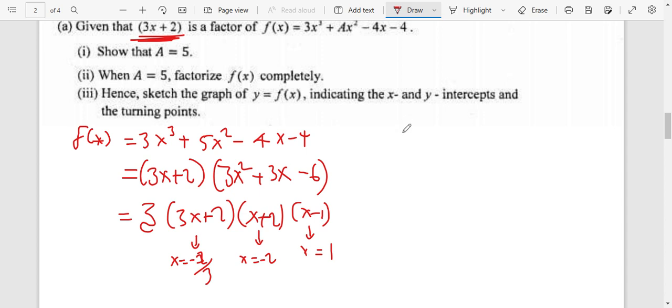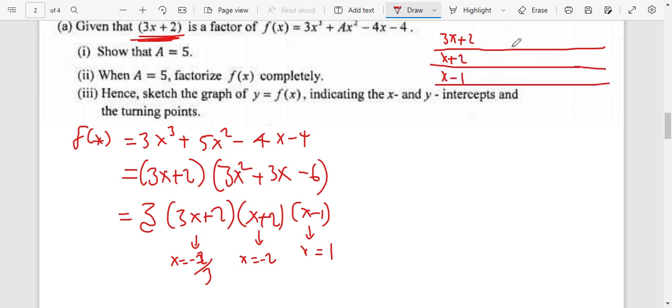Okay, so what we have here, I'm going to write a diagram that is showing signs. I'll write the factors that we equated to 0. We equated 3x plus 2, x plus 2, and then x minus 1. The values that we found, the smallest is negative 2, the next is negative 2 over 3, the next is a positive 1. When I equated x minus 1 to 0, I found 1.